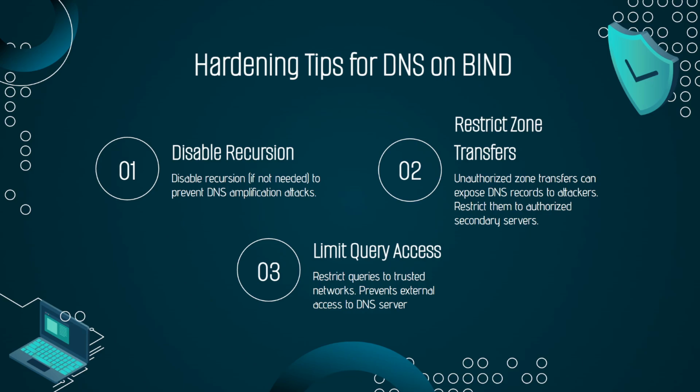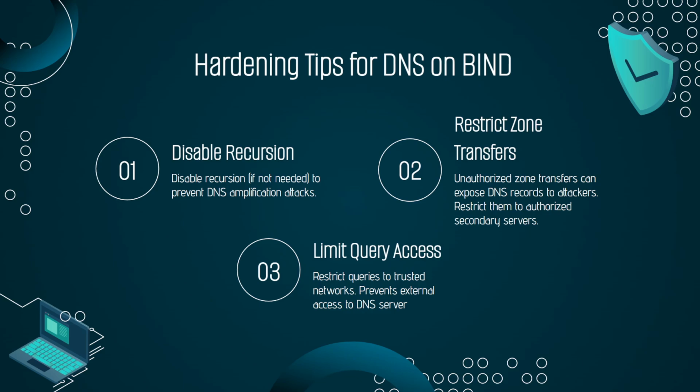As for hardening tips for DNS on BIND, one of the first things you could do is to disable recursion if necessary. Recursion should only be enabled on trusted networks to prevent unauthorized users from using the server for DNS lookups, which can lead to DNS attacks.